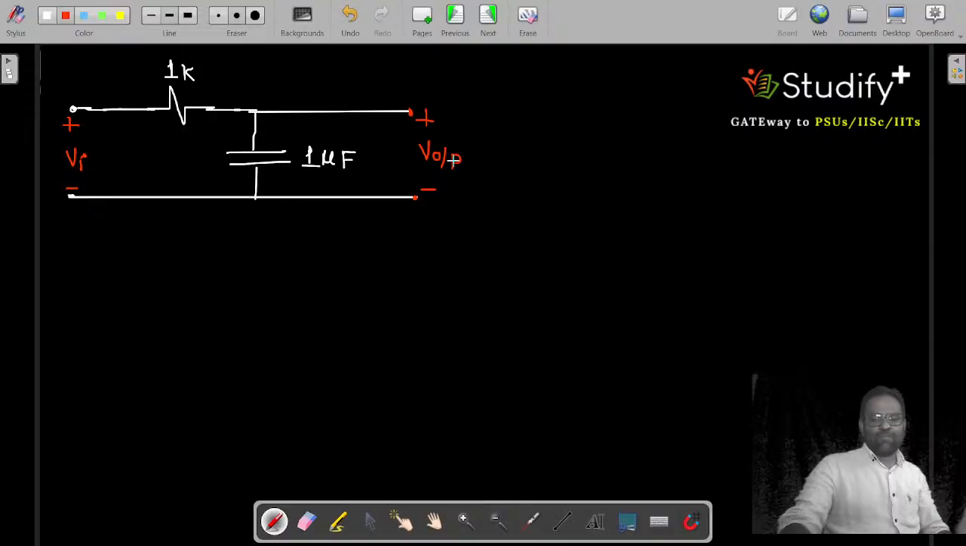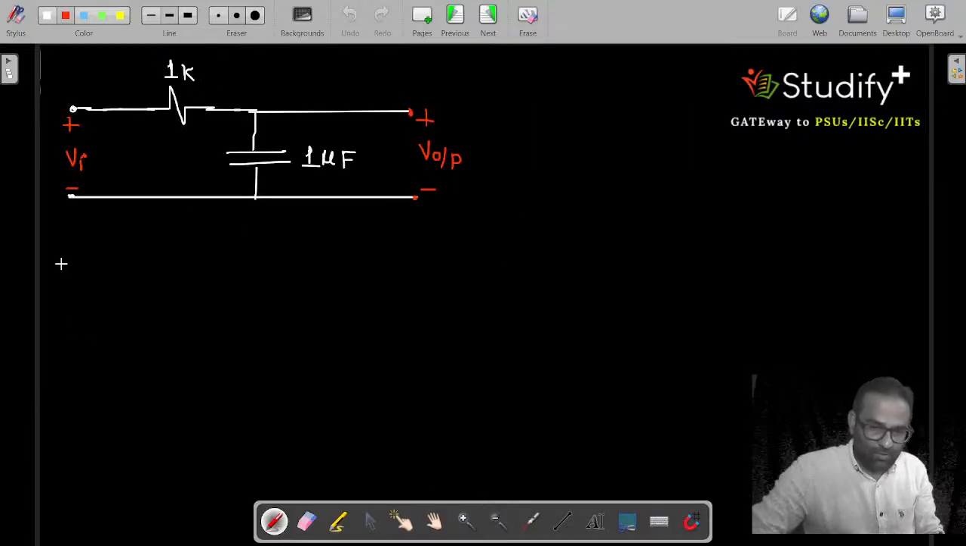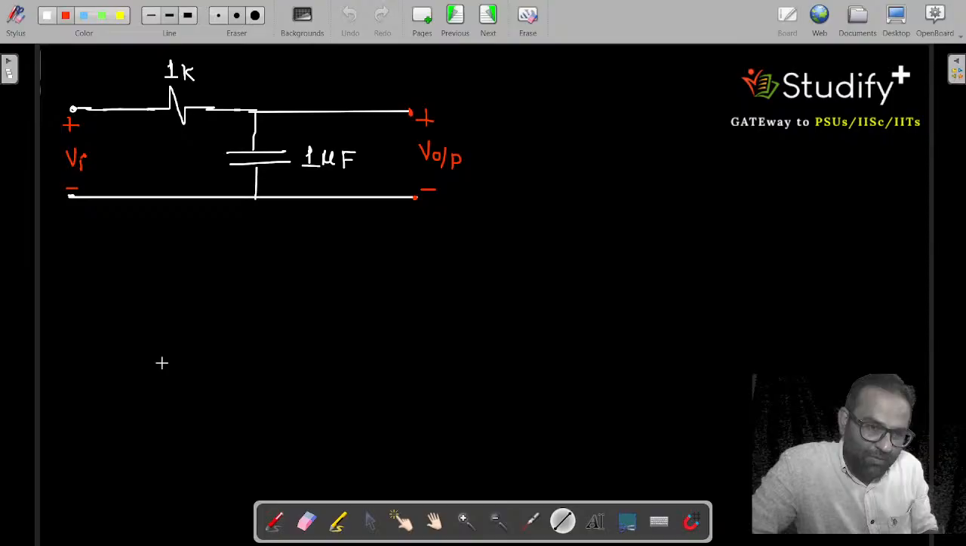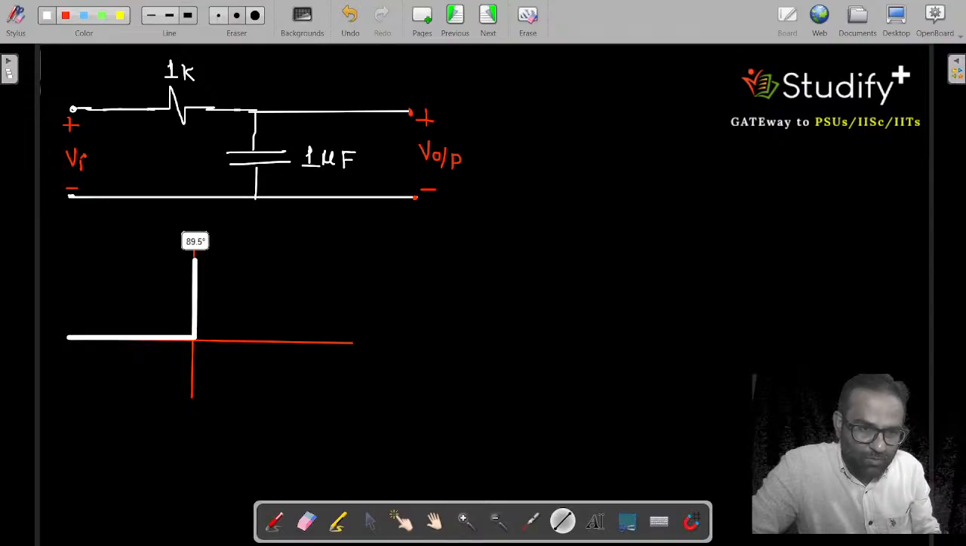And let's say again we are having the same situation. And what is our situation? Let's say input is again varying from 0 volt to 2 volt. So if I say my input is going from 0 volt to 2 volt, this is the nature of input. At t equal to 0, my input is going from 0 volt to 2 volt. This is one step kind of signal.